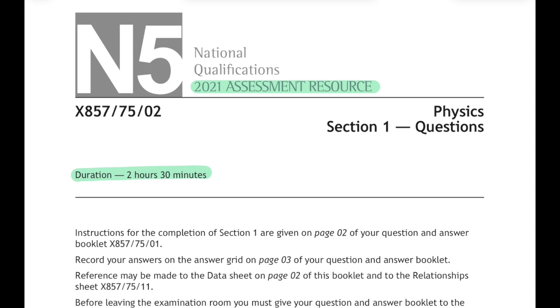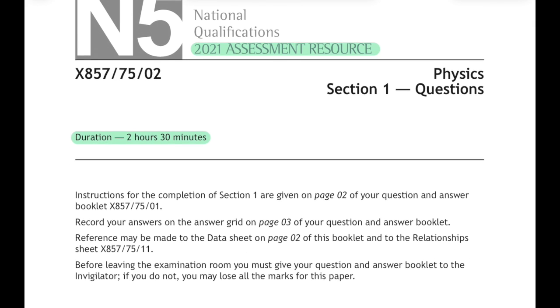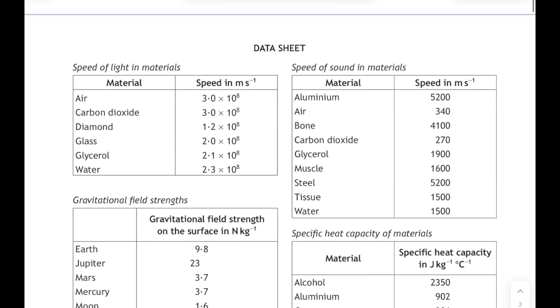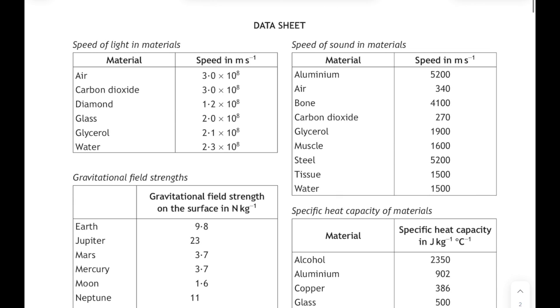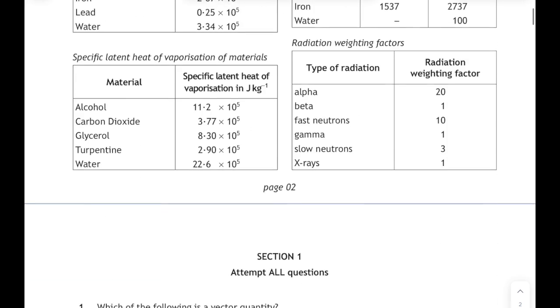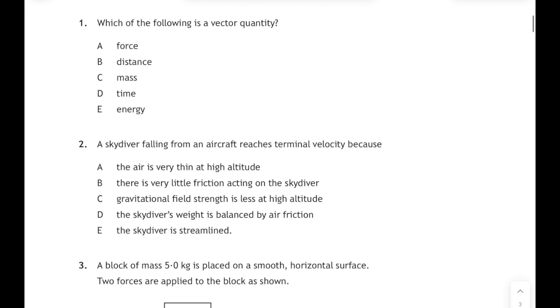It's 2.5 hours. We're only going to look at Section 1, that's the 25 multiple choice questions. We're going to try and do that in about half an hour. First thing you see, as usual, is the data sheet. That contains the numbers that you might need as you work your way through the paper. And as usual, make sure you pause this, have a go at the questions first, and then come back when you're ready, and we will show you how we have done it. And so if you're ready, then off we go.